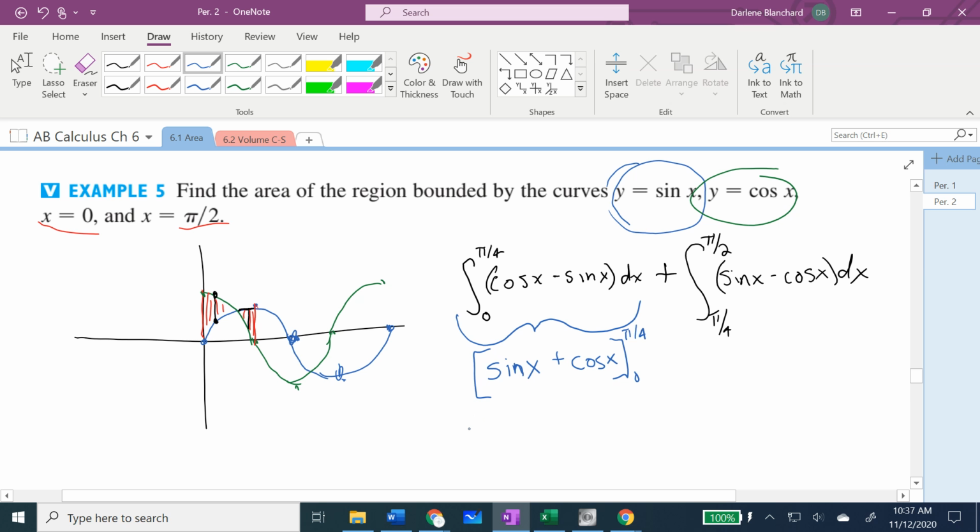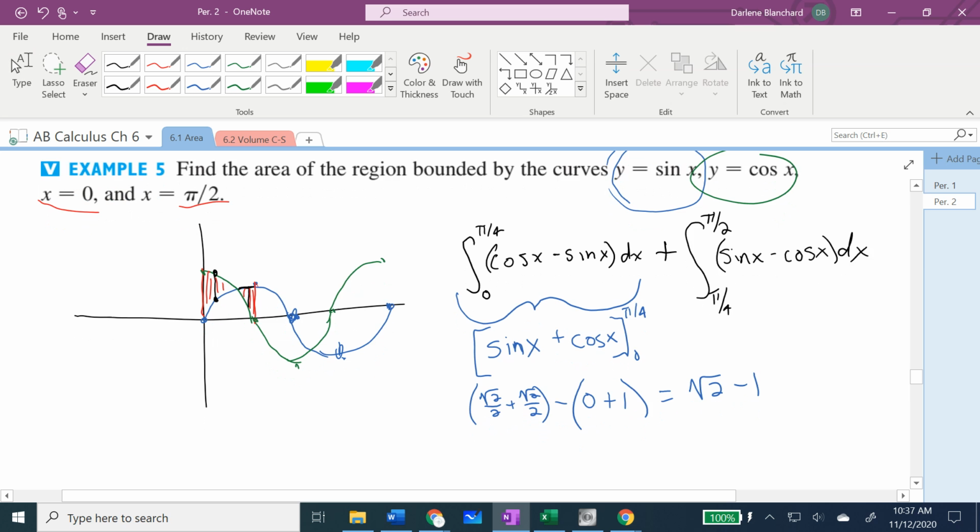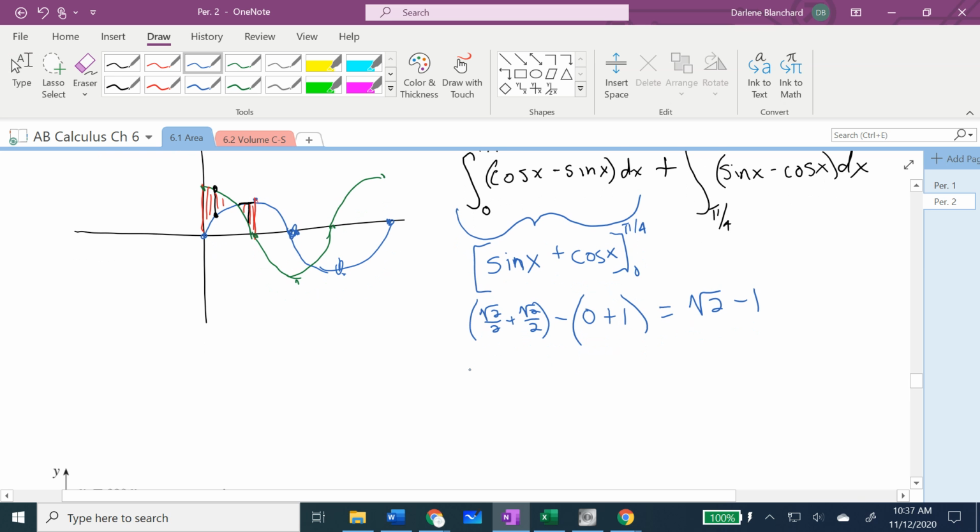When I plug in pi over 4, both sine and cosine are root 2 over 2. And then when I plug in 0, the sine of 0 is 0, cosine of 0 is 1. So I end up with root 2 minus 1, and then the whole thing is going to be double that. I'm just saving time by doing that.